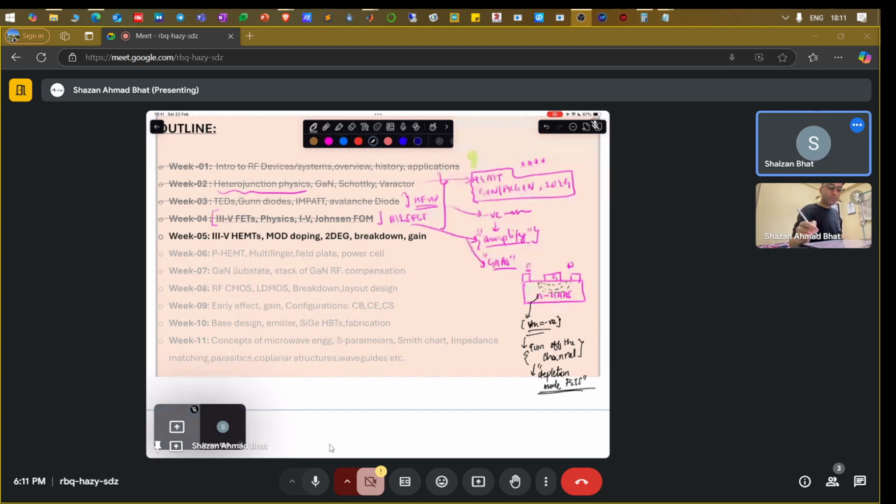Now, what else are we going to talk about in today's lecture? Today's lecture will be about III-V high electron mobility transistors. We will study about modulation doping, about 2D electron gas, a very interesting effect in these high electron mobility transistors, and we will study briefly about its breakdown, about the gain, and maybe somewhat about small signal model of these microwave high electron mobility transistors, and that is what we will be trying to cover in this particular session.